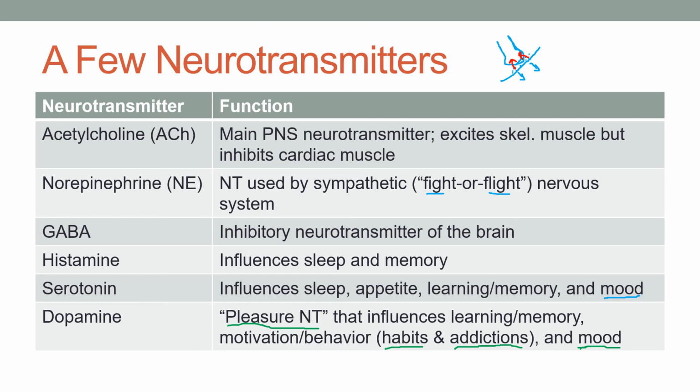Okay, so that pretty much sums up what you need to know about neurotransmitters. There's much more information on them out there, and I encourage you to keep reading and keep learning.